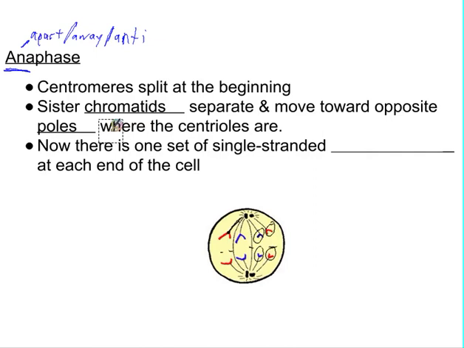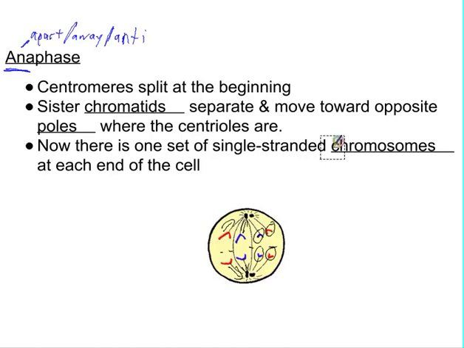Okay. So the chromatids go toward their opposite end, toward their respective pole. Now, there is one set of single-stranded chromosomes at each end of the cell. Do you remember yesterday when I talked about how the definition of chromosome is a little bit wishy-washy? It's because chromosome is kind of defined as a full set of DNA for that chromosome.